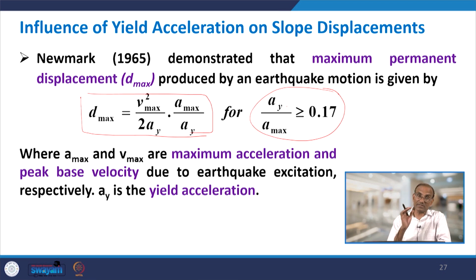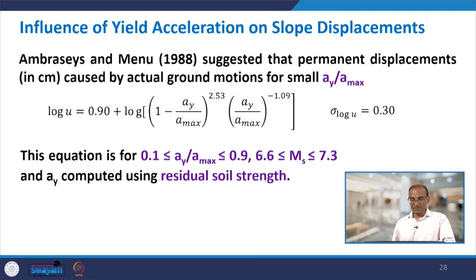Naturally, even when it is not greater than 1, that means yield acceleration is less than the maximum PGA, so the factor of safety will be more than 1. But once yielding has started, it will still create some maximum permanent displacement over the time of the earthquake. Here Amax and Vmax are the maximum acceleration and peak base velocity due to earthquake excitation respectively. Ay is the yield acceleration. With this we continue.